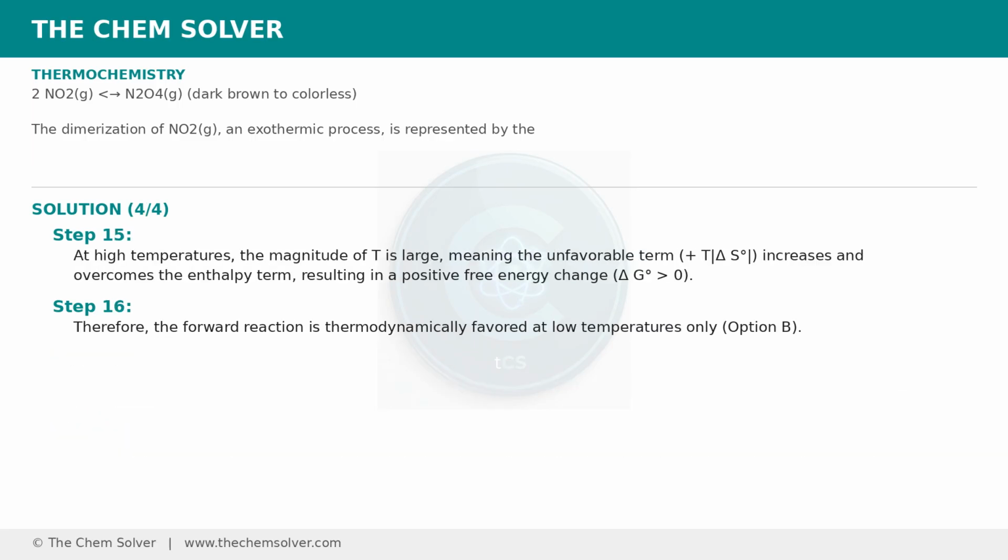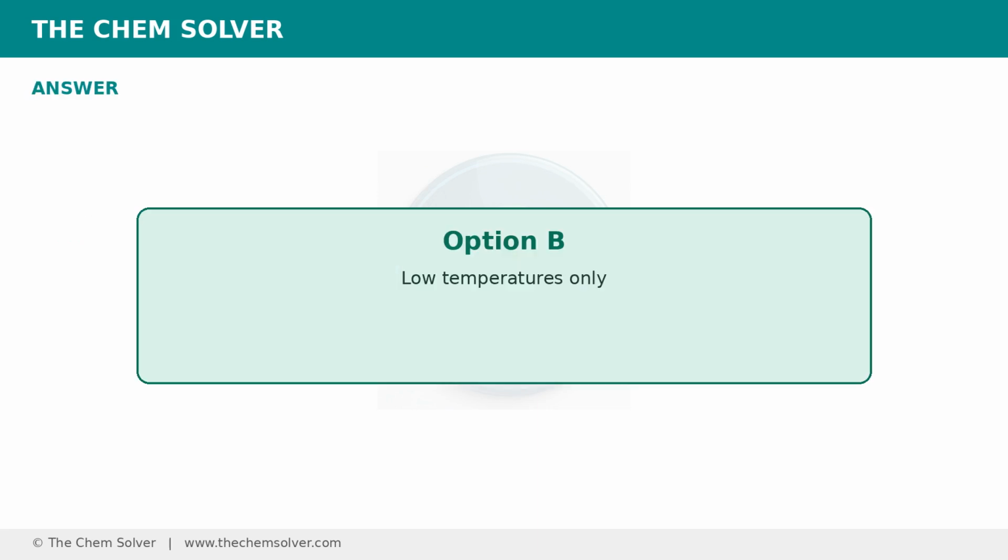At high temperatures, the magnitude of T is large, meaning the unfavorable term, plus TΔS°, increases and overcomes the enthalpy term, resulting in a positive free energy change, ΔG° > 0. Therefore, the forward reaction is thermodynamically favored at low temperatures only, option B. The correct answer is option B, low temperatures only.